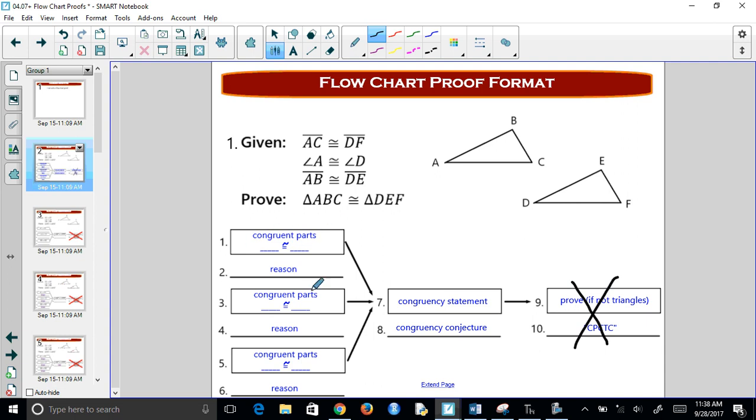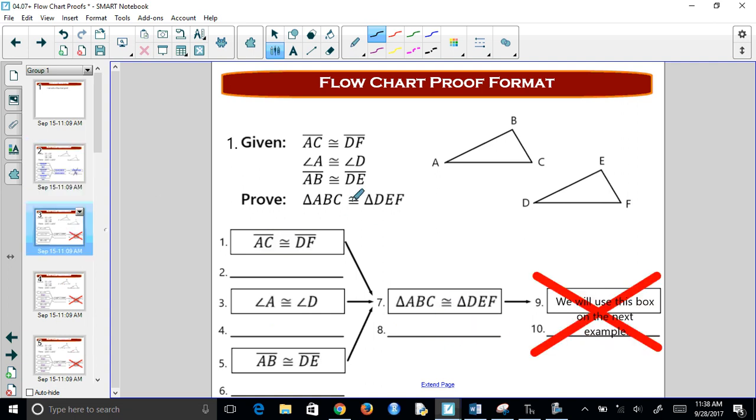There are three parts that are needed in order to prove that two triangles are congruent. And so once we have the three parts, then underneath we put a reason for each of those. And then once we know these three things are true, these three things can prove that the triangles are congruent. And then you say why underneath.